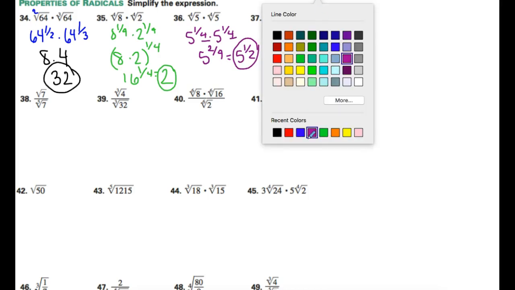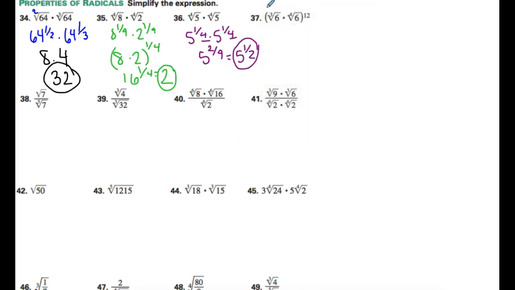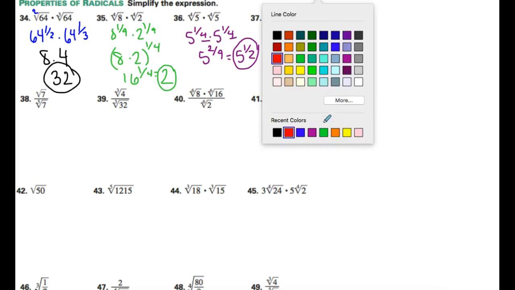Okay, number 37. In number 37, again, I'm going to use a similar idea to what I did in the first one, except I am actually going to go ahead and add them. So I get 6 to the 1/3 times 6 to the 1/4. And the reason why this problem is different than problem 34 is I don't know what the 4th root of 6 is. So that means I need to add my exponents.